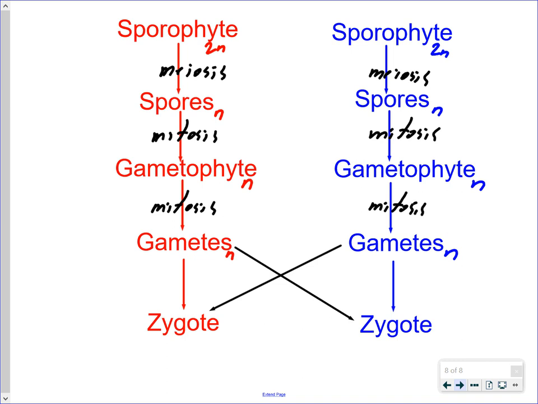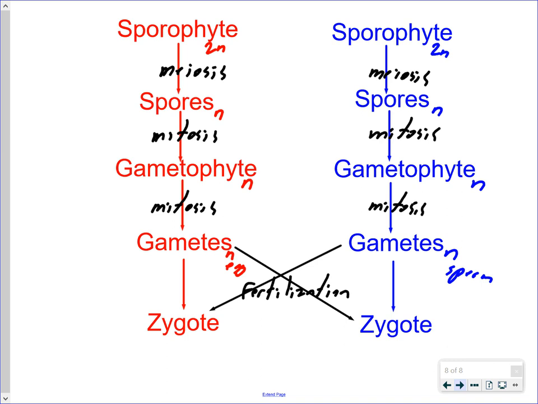Now the gametes come from the two different sexes. So this one here would be our egg. And over on the right-hand side in blue, this would be our sperm. And they do what they normally do. The sperm will fertilize the egg. So this process going right across the middle is going to be fertilization.